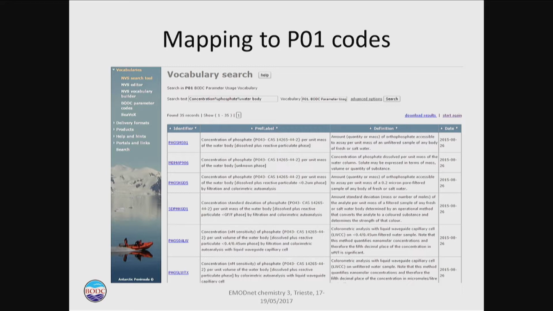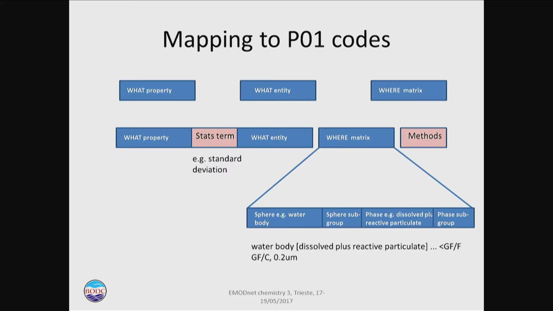So why so many? It's because there are other elements in the semantic models. For example, I think I've got a slide. Yes, for example, the statistical terms: we do take into account the fact that a standard deviation will have its own parameter code, so that adds to the listing.